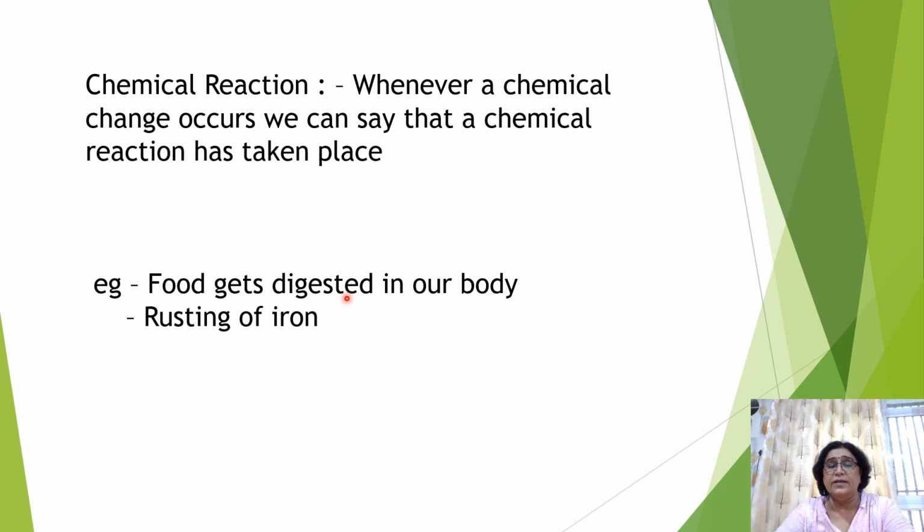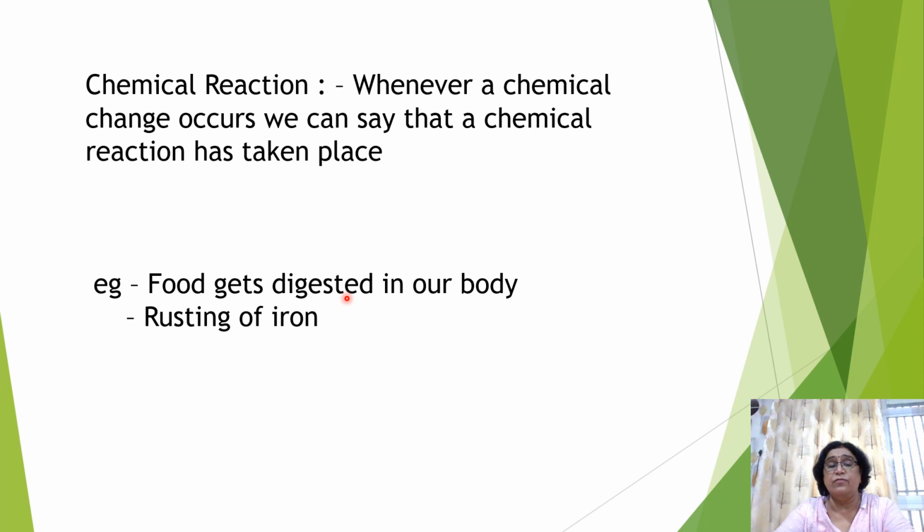Then again, another example is rusting of iron. You know, if you keep an iron rod for some time in moisture and in the presence of oxygen, the iron gets converted to rust. And what is rust, children? Rust is nothing else but a brown coating that is developed on the iron. And gradually, if you keep it for a long time, the entire rod gets converted to the brown form.